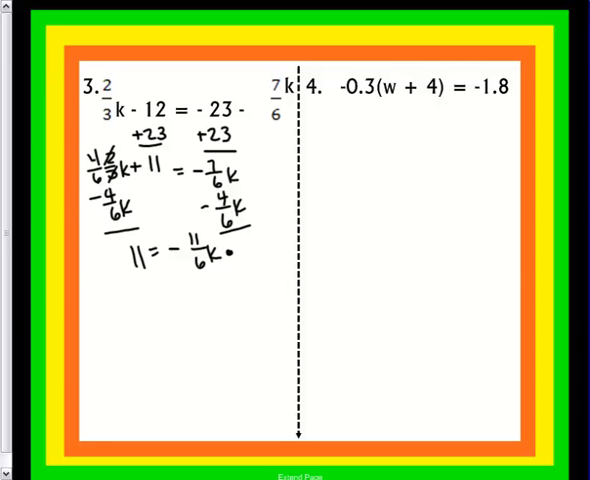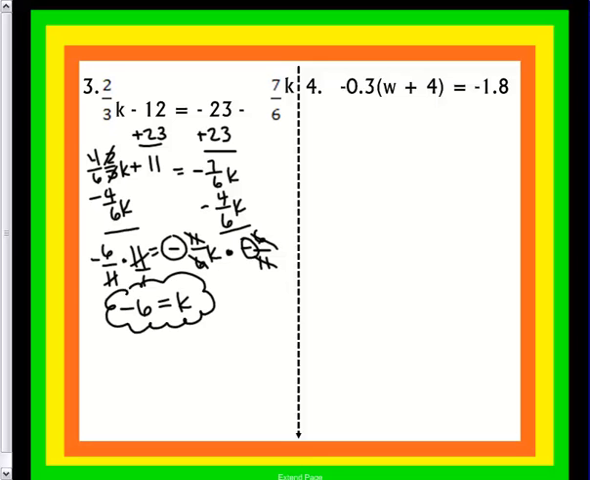I'm going to multiply by a negative 6/11 because that's the reciprocal. And when I do so, the 11s cancel each other out, and I'm left with negative 6 equaling k. Because these 11s canceled out, and the 6s canceled out, and the two negatives make a positive k, so negative 6. Okay, in a second I'm going to show you the opposite way that you could do it.